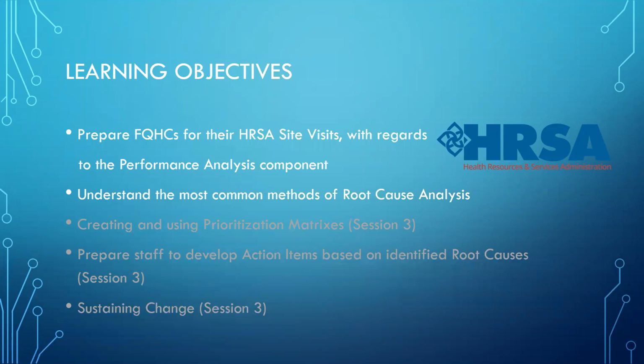For our third session, we'll be talking about how to look at those root causes and use prioritization matrices in order to identify which ones you should focus on. We'll also help staff develop action items for their site visits based on those root causes and how to sustain change within an organization, because that can often be a challenge. So those last 3 bullets are things that we're going to discuss in our third session, which will be next week.